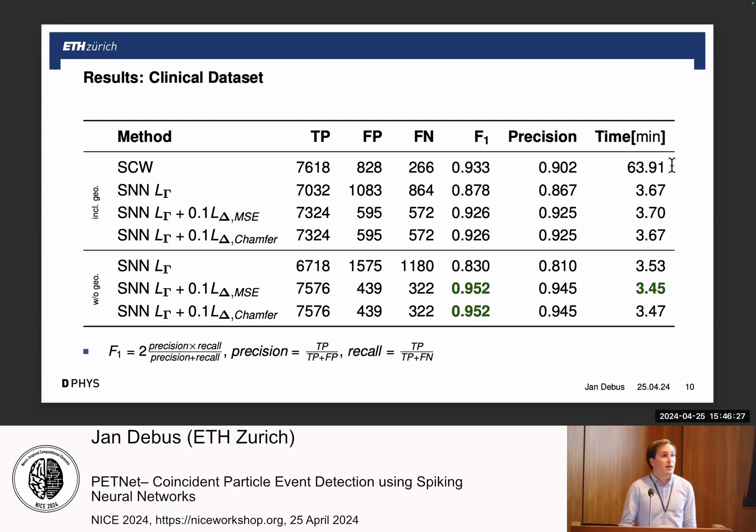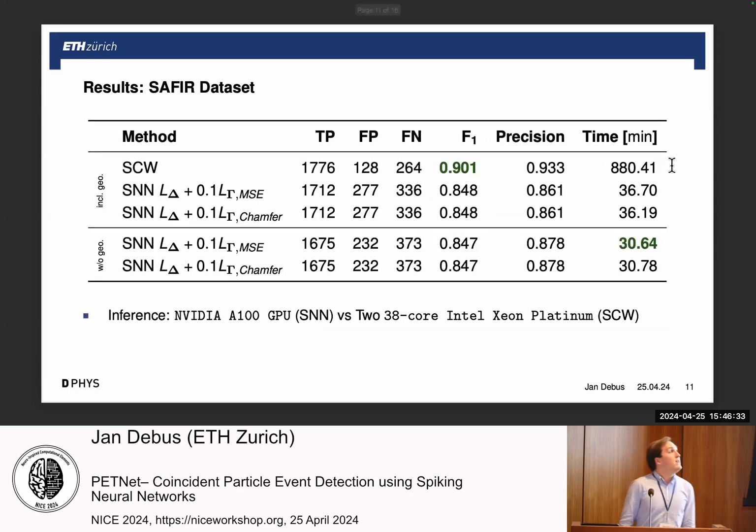As I mentioned, this is kind of the thing with the single coincidence window solving algorithm. It's rather slow. This took over, even when we looked at the Saphir dataset, where the acceleration was significantly improved. The only other thing we saw is that in this case, the single coincidence window solving algorithm performed slightly better than the SNN in terms of the F1 score.